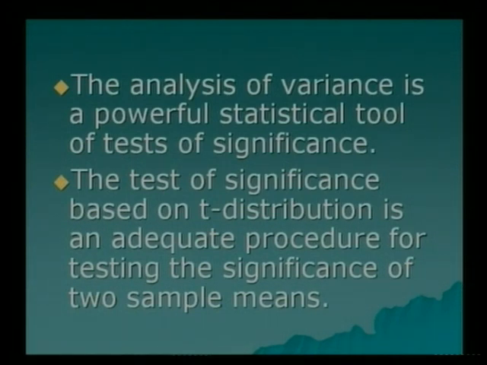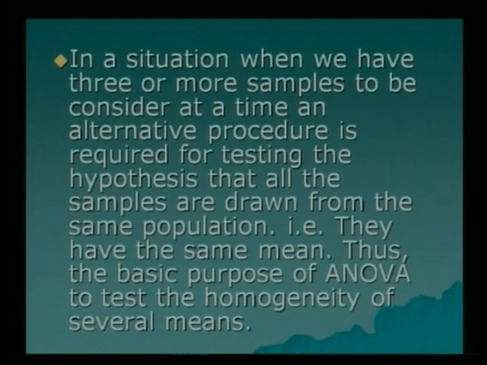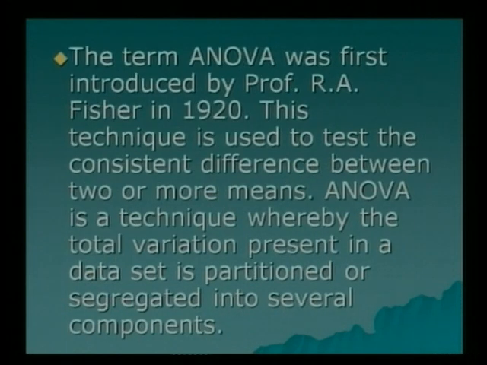The test of significance based on t-distribution is an adequate procedure for testing the significance of two sample means. In a situation when we have three or more samples to be considered at a time, an alternative procedure is required for testing the hypothesis that all the samples are drawn from the same population, that is, they have the same mean. Thus, the basic purpose of ANOVA is to test the homogeneity of several means.